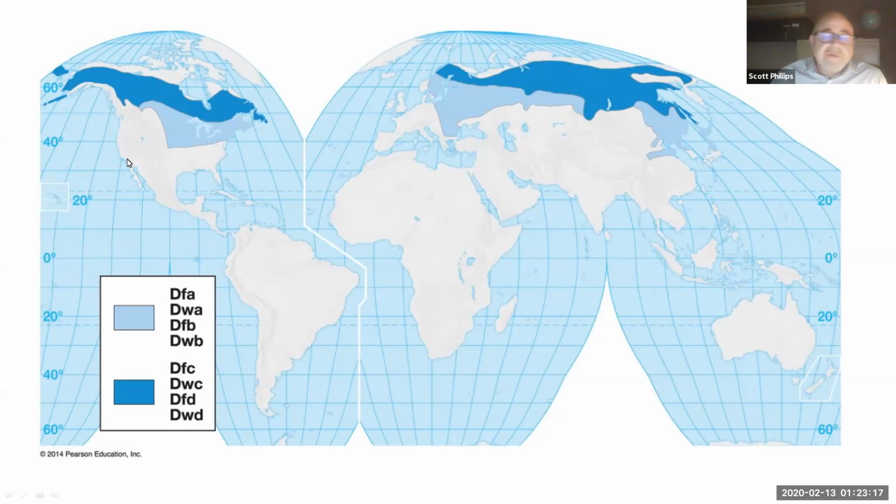By the way, we also have it at high elevation zones as well, such as in the Sierra Nevada of California. But that would be considered a highland or high elevation climate. But generally, this is the type of climate you find in northern Canada and northern Russia. So Canada and Russia are the two best examples of where we find a D climate.